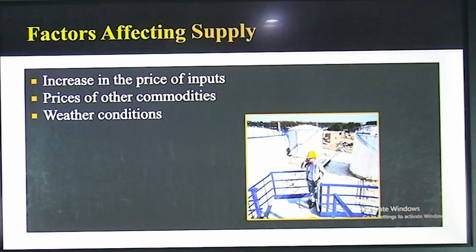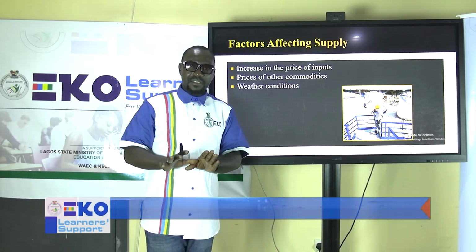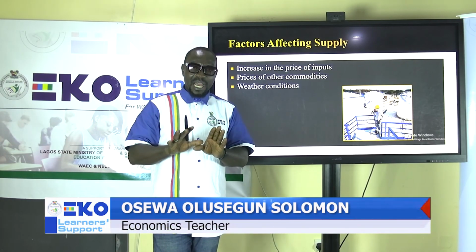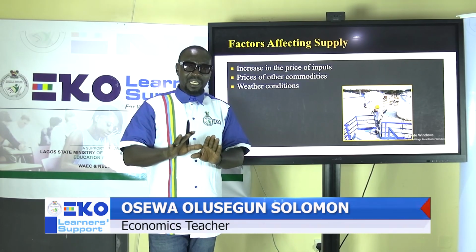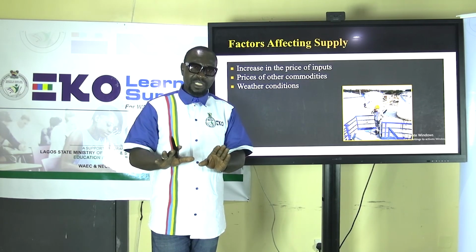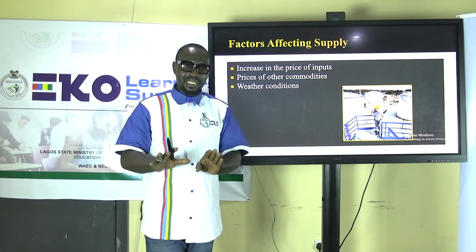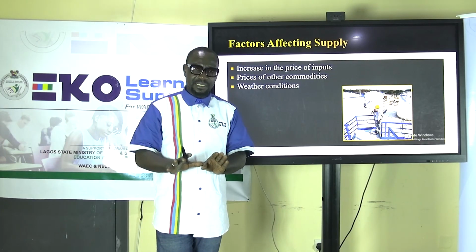Then next you have weather conditions, usually affecting agricultural produce. In Nigeria, for instance, we notice that there are certain agricultural vegetables that are available in large quantity, offered for sale in large quantities in the market during the rainy season.